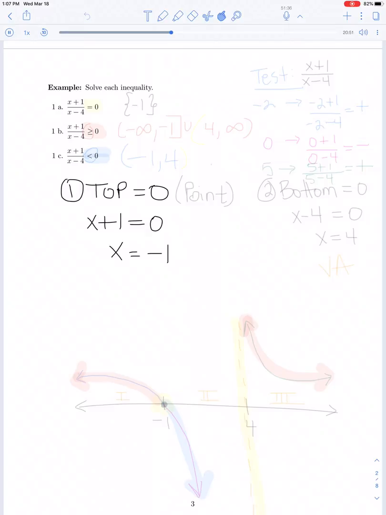Well, what will this be on our graph when we go to draw it? Here's x equals -1. This will be where the top is equal to 0. When the top of a fraction is 0, the whole value of the fraction will be 0, which means that will be where you cross the actual x-axis. This will be a point.